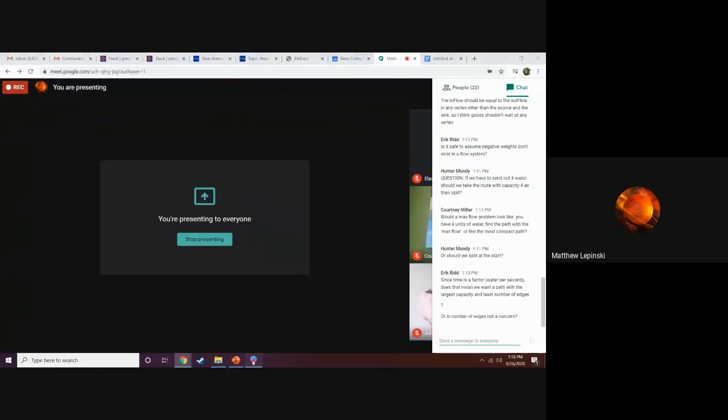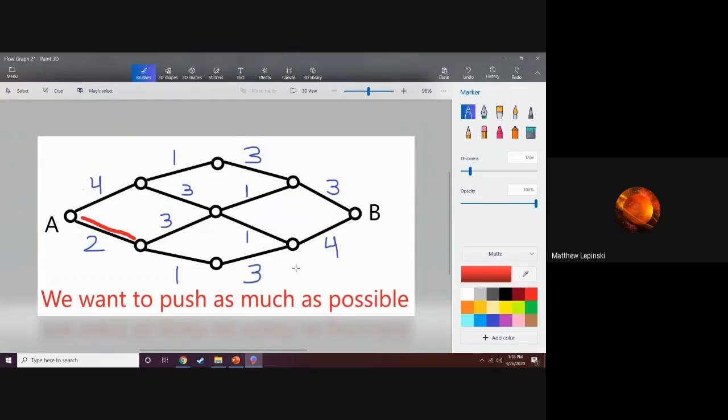Okay. So any more questions on what the max flow problem is? What are we trying to do here?